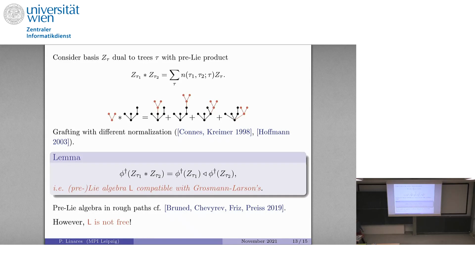And actually, we can show that the transpose of a dictionary is a pre-Lie morphism. So the pre-Lie algebras are compatible. However, our pre-Lie algebra is not free, and that's quite important. So it's actually smaller than the Grossman-Larson pre-Lie algebra because we group trees in the way that I said before with fertility.